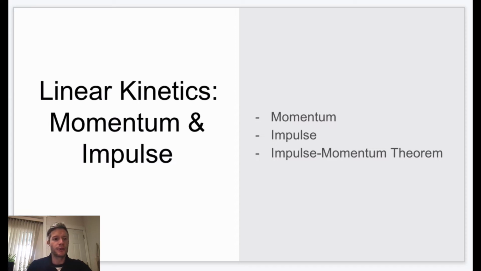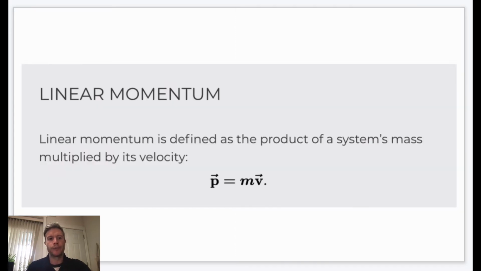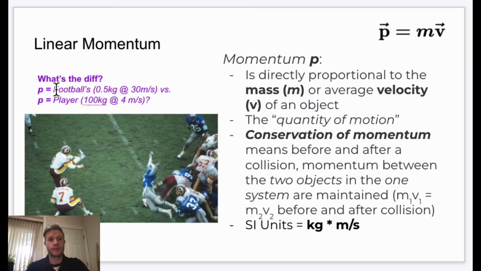Okay, so what is momentum? Well, momentum is defined as the product of a system's mass or an object's mass multiplied by its velocity. So already it's a bit of a straightforward concept in the sense that if something has momentum, it has mass, and it has velocity. That's it. Right, so how does that look here? Well, if something's momentum is proportionate to its mass and velocity, we can call it the quantity of motion that an object has.